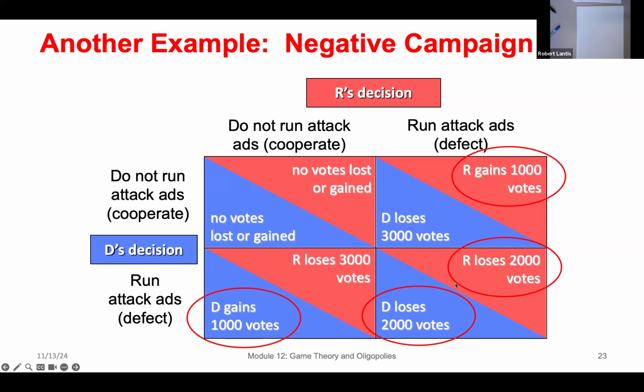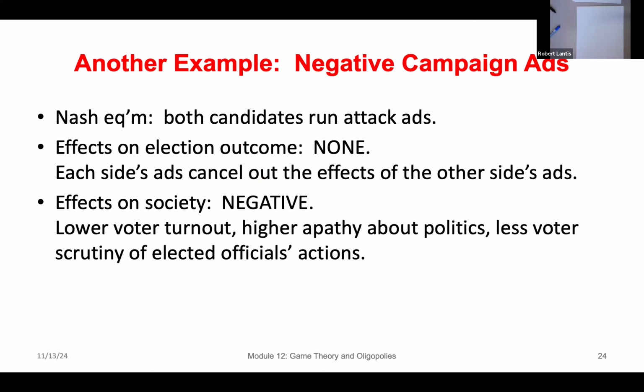So this is an example of our prisoner's dilemma. It's a little bit of a weird one, but I always like it. I think it's a fun one, relevant to the time. Here there's really no impact on the election from these attack ads. If we're both running them, we're just convincing people that both of us are terrible people, and we're just going to see people not vote.